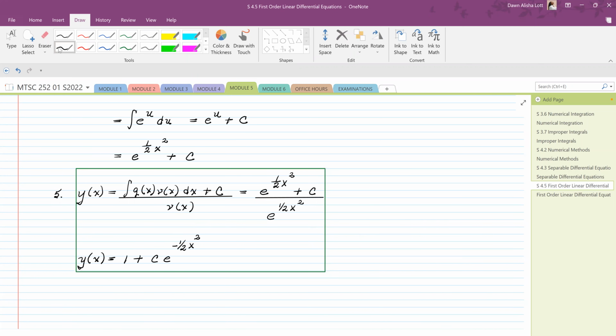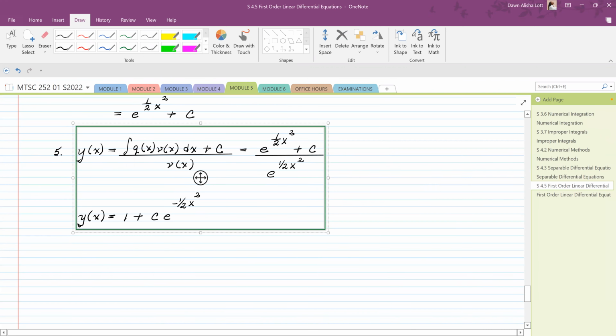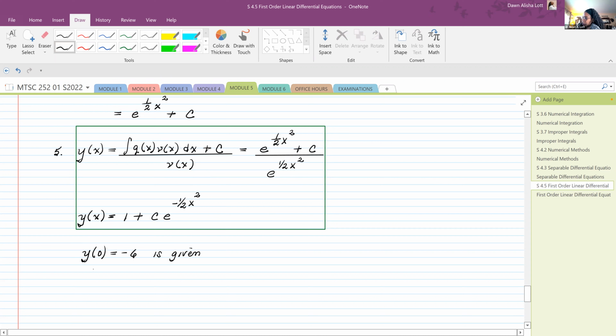No. So what do I still have to do? Because we were given y of 0 equals -6, so we plug in 0 for x. Good. So we're given y of 0 is equal to -6. All right, so Caesar says put in x equals 0. Okay. And when we do that, we get -6 is equal to 1 plus c. So c is equal to -7.